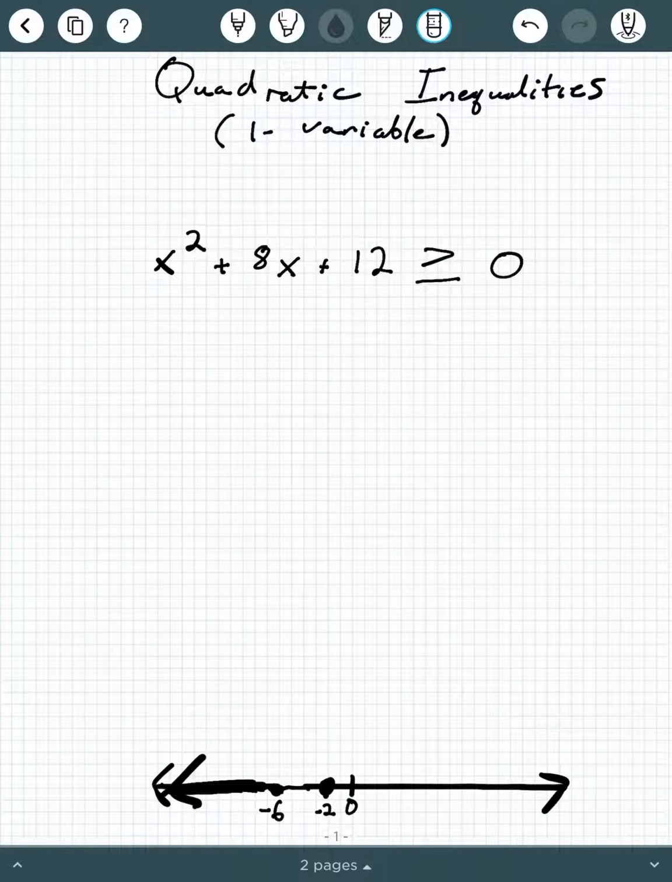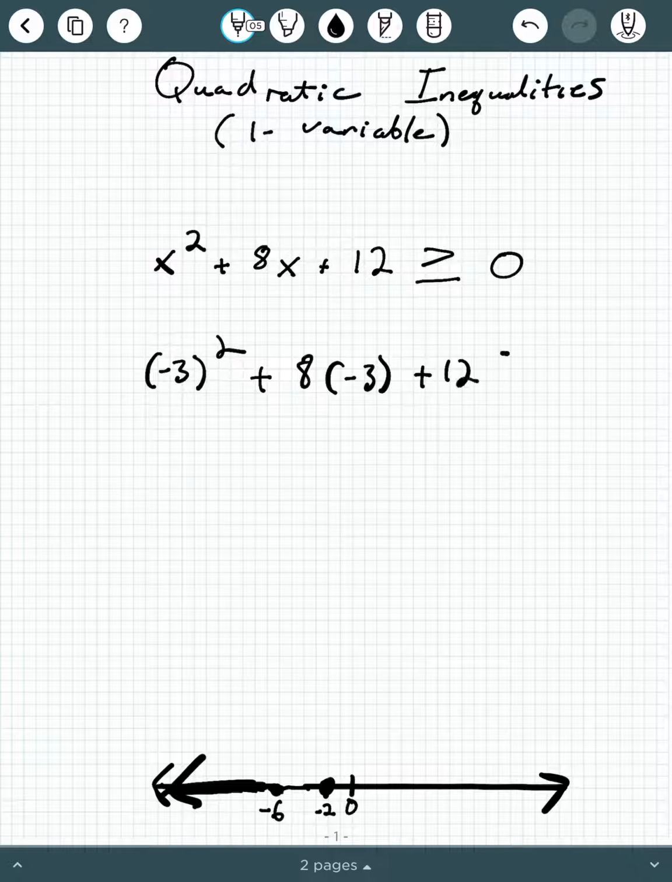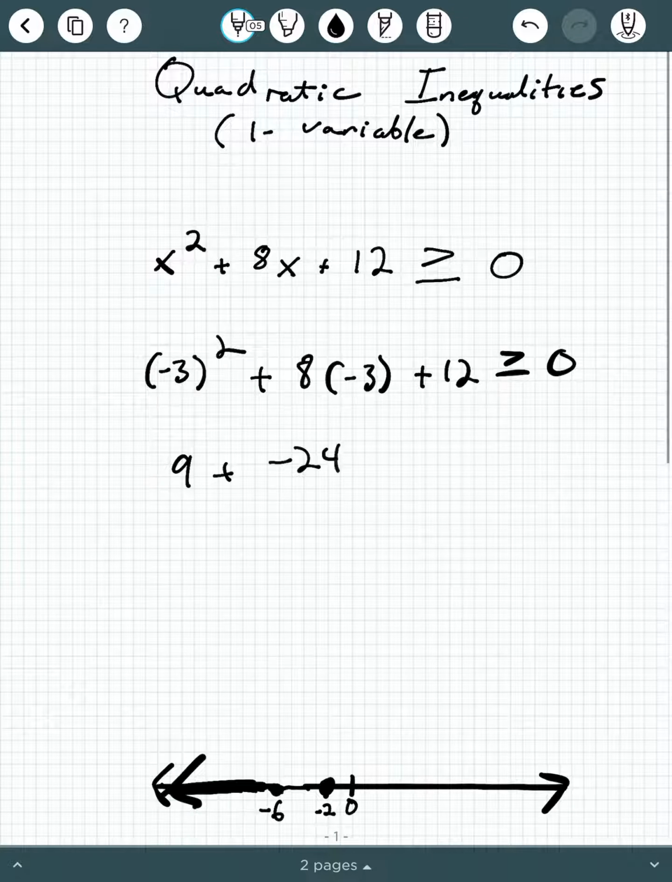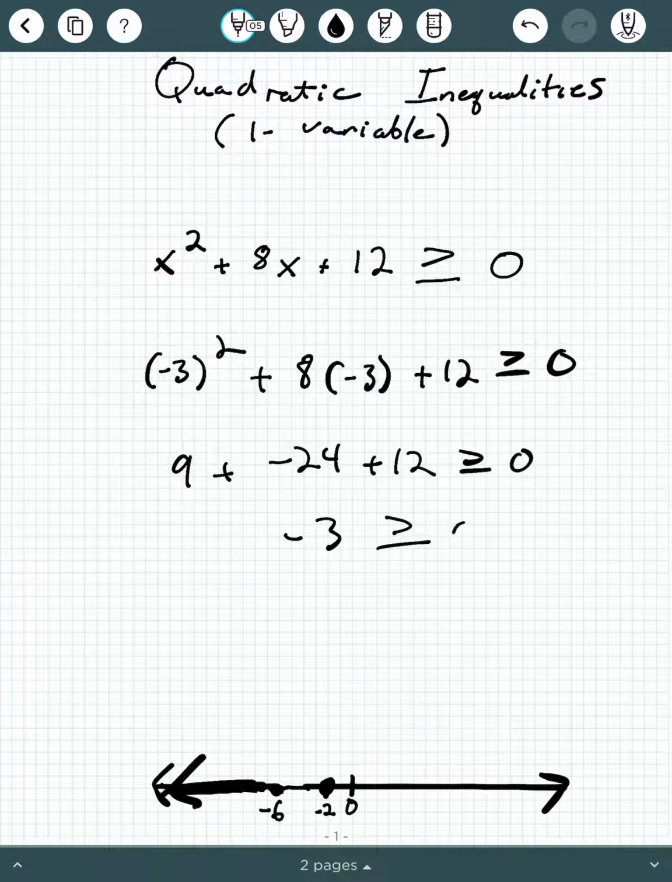So if we go back now and pick something in between -6 and -2, let's try -3. So (-3) squared plus 8 multiplied by -3 plus 12 is greater than or equal to 0. Well, that means that 9 plus -24 plus 12 would be greater than or equal to 0. Oh, that -24 is pretty big. When we combine everything there, we end up seeing that -3 is greater than or equal to 0. That is not true, so we can't shade in between those values.